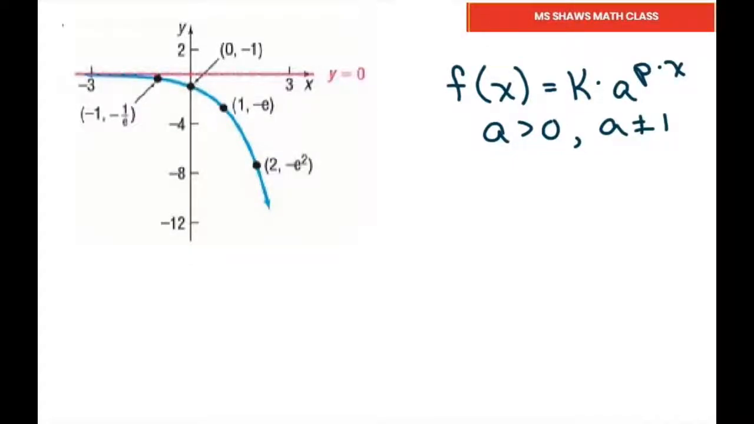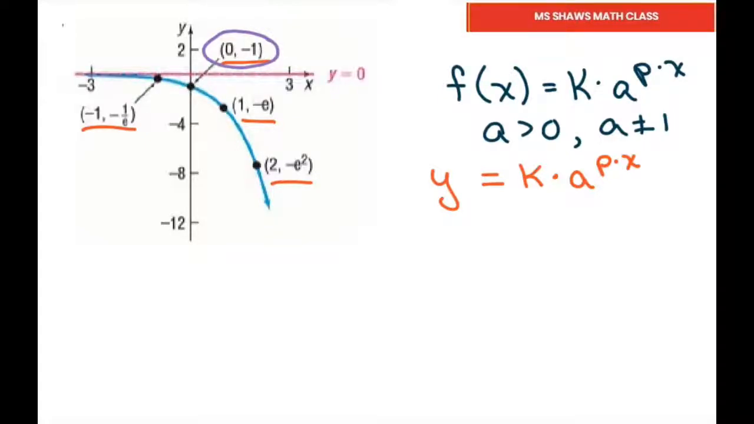Hi everyone. We're going to write an exponential equation based on the graph we're given. And they also gave us 4 points here. And so the first thing I'm going to do is write this as y equals k times a^(p times x). Alright, so, and I'm going to solve for k. And I can do that by plugging in this point right here.